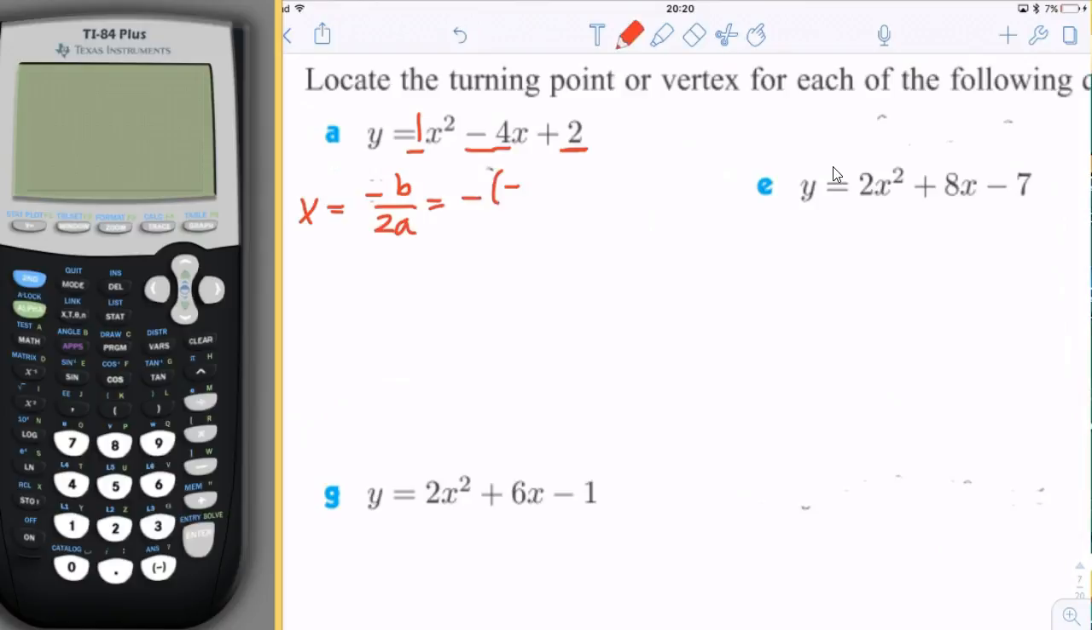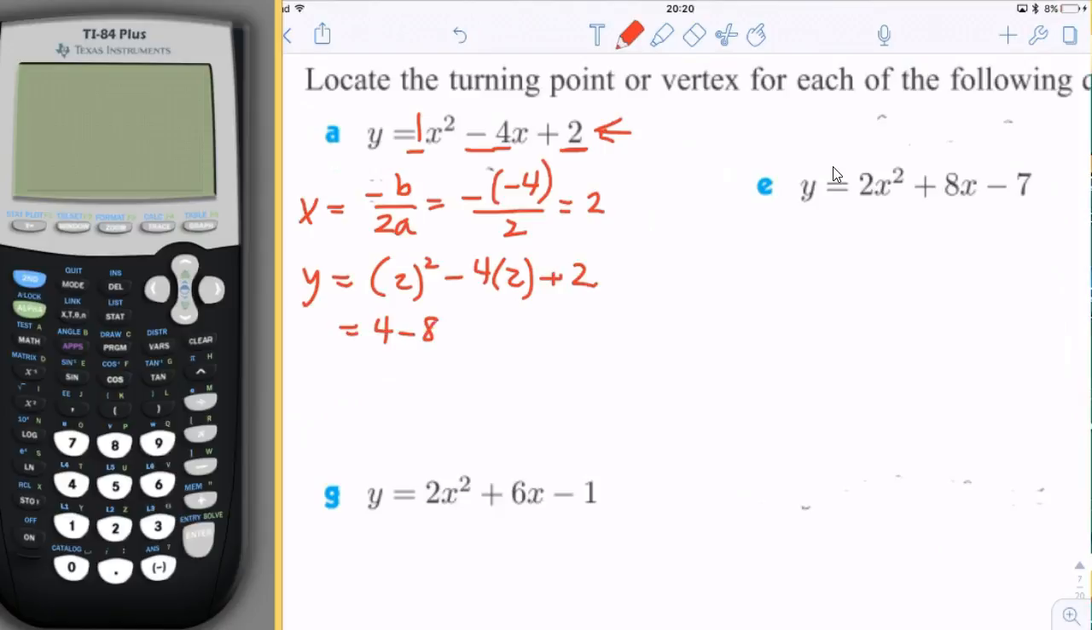So b is negative 4. A is 1. So basically it's plus 4 over 2, which is 2. So the x coordinate of the vertex is 2. Now to find the y coordinate of the vertex, it's pretty easy. You just need to use the principle that if you know x, you can find y. If you know y, you can find x. How? Through the equation. So let's see. If we want to know the y, all we need to do is plug in 2 for all the x's, and we'll find out the y that corresponds to the x of 2, which is going to be the y coordinate of the vertex.